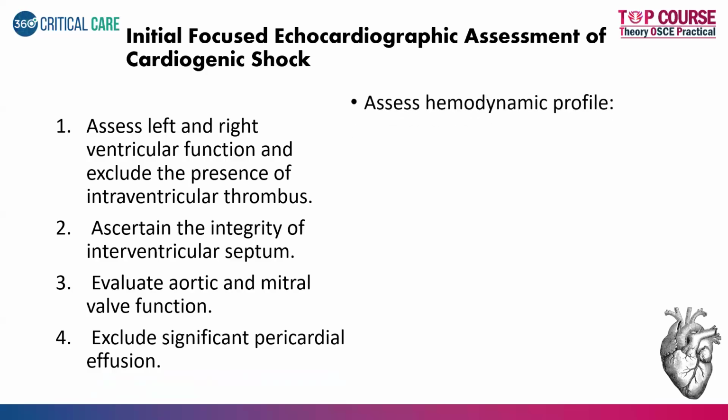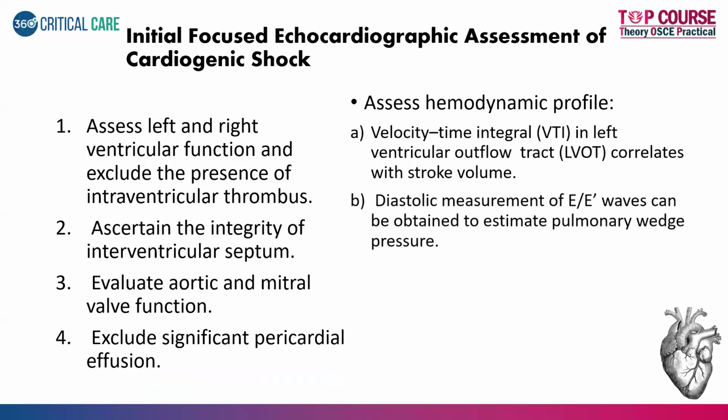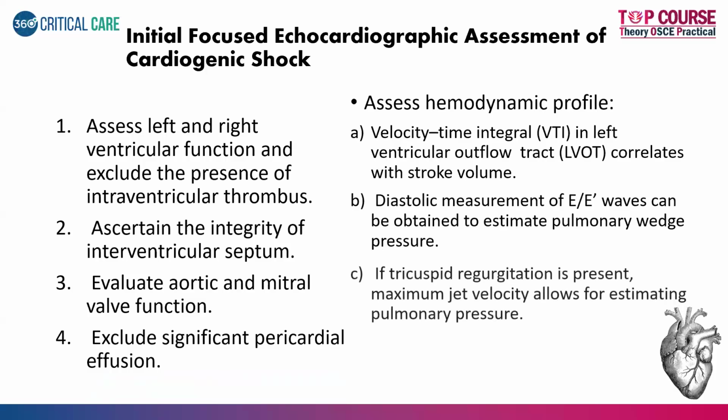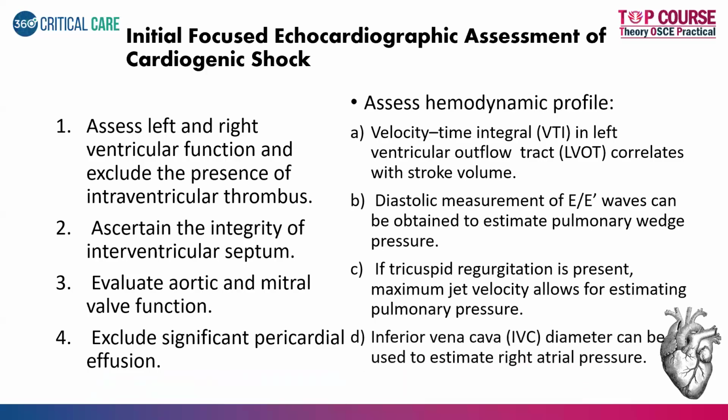At the same time, also assess the hemodynamic profile using the echo, which usually is measured by LVOT VTI, diastolic measurements by E/e' ratios, and also assess the tricuspid regurgitation. If there is severe tricuspid regurgitation, it can cause decreased preload and lead to cardiogenic shock, usually due to right-sided failure. Also, look at the IVC diameter, which usually gives a surrogate marker for the right atrial pressure status.